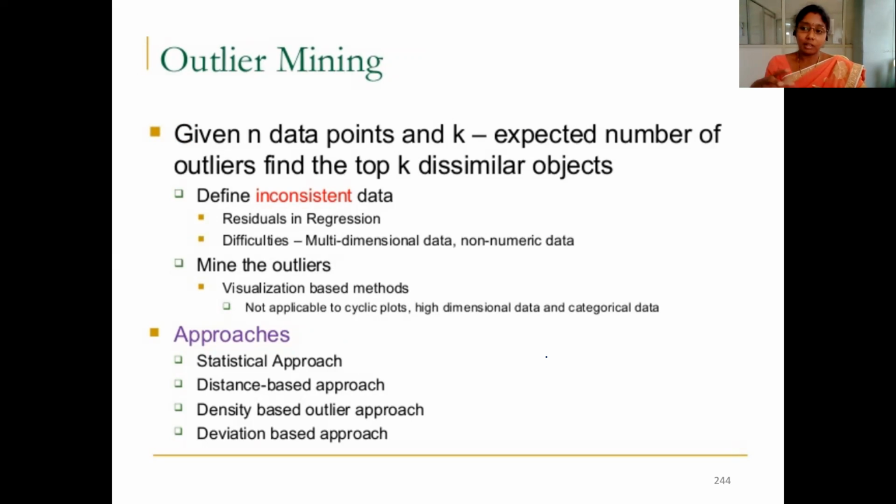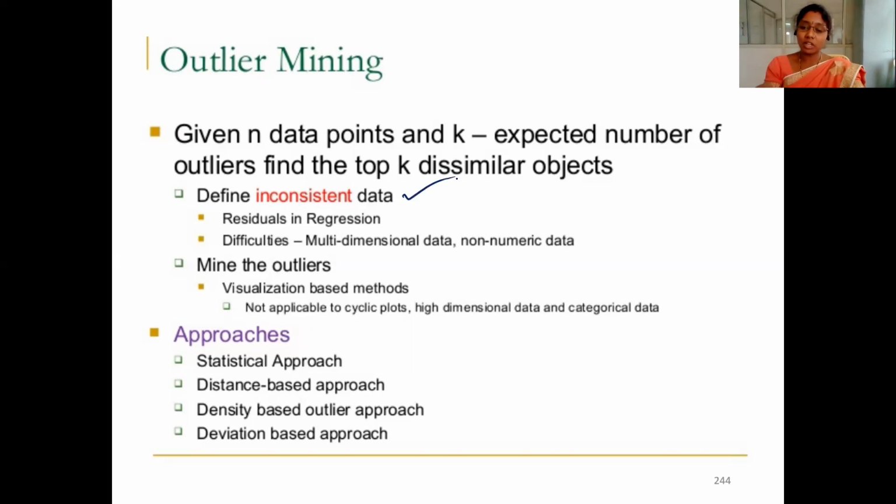To know that an age group of 60 is an outlier, first you need to know what is the general age group. So what is the consistency of the data, then you will be able to know what is the inconsistency in the data. That means you need to know about the distribution of the data well. So first you need to define the inconsistent data.